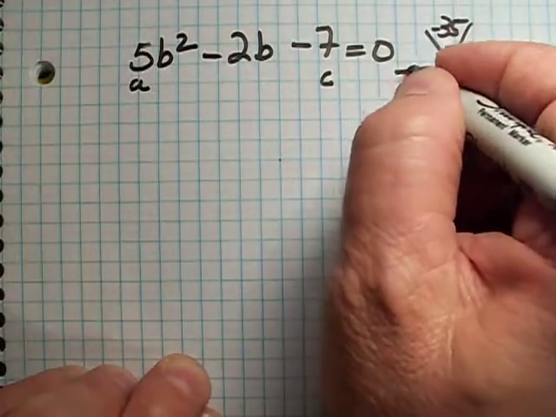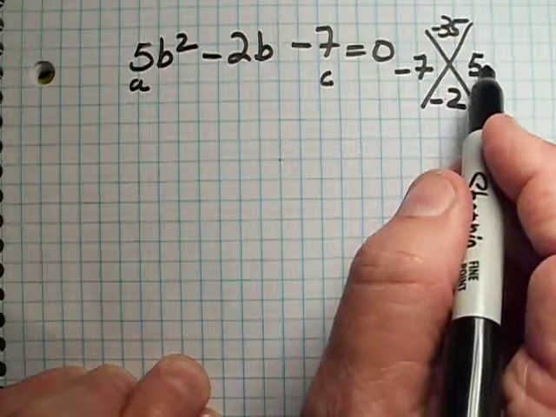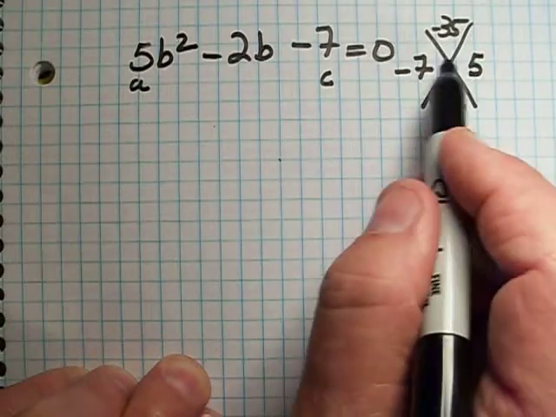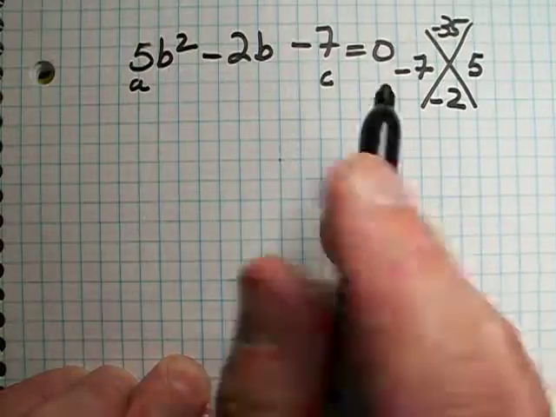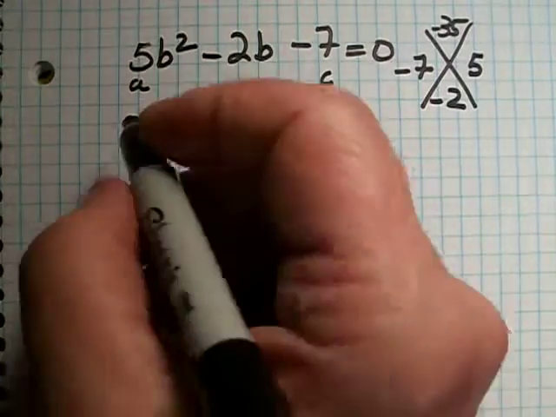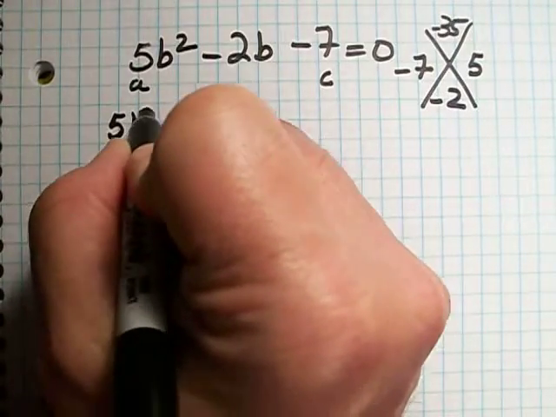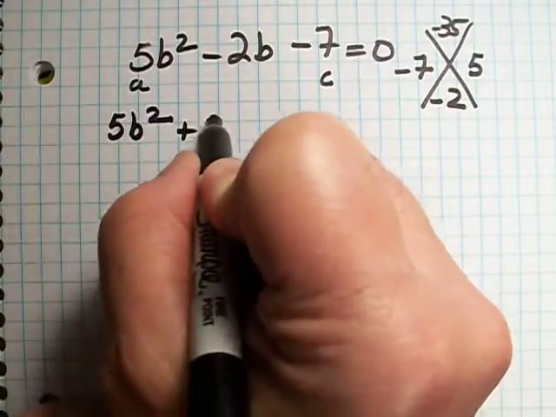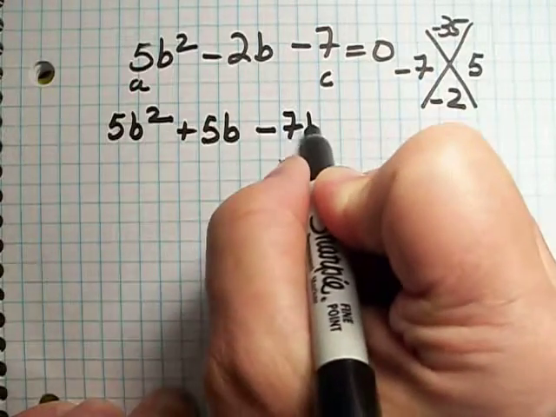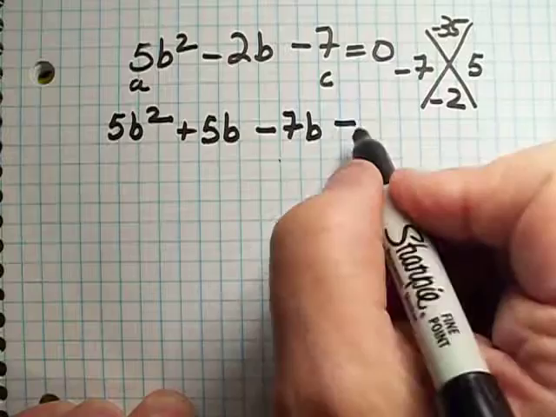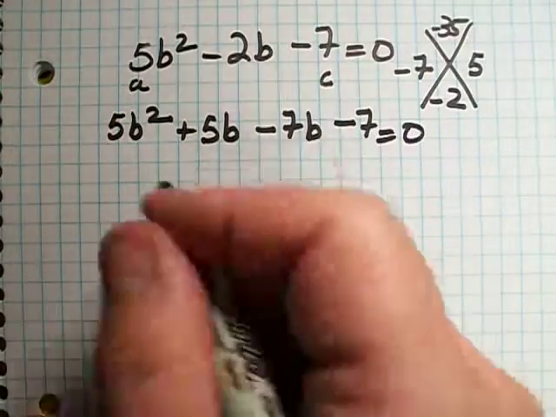So if I think negative 7 and 5, negative 7 times 5 is negative 35. Negative 7 plus 5 is negative 2. Now the way I write it, I still have to factor it. 5b squared plus 5b minus 7b minus 7 equals 0. Now I factor.